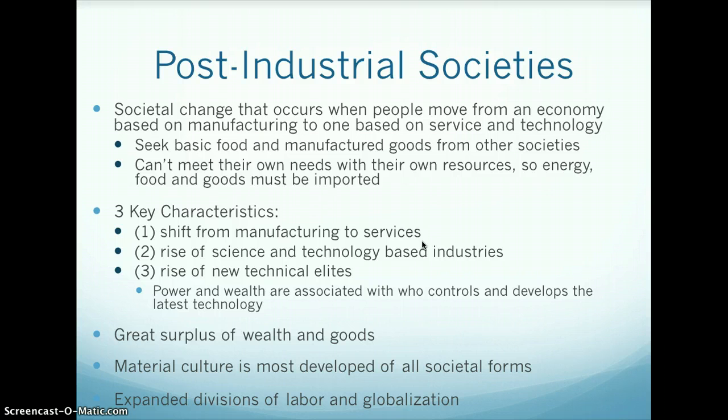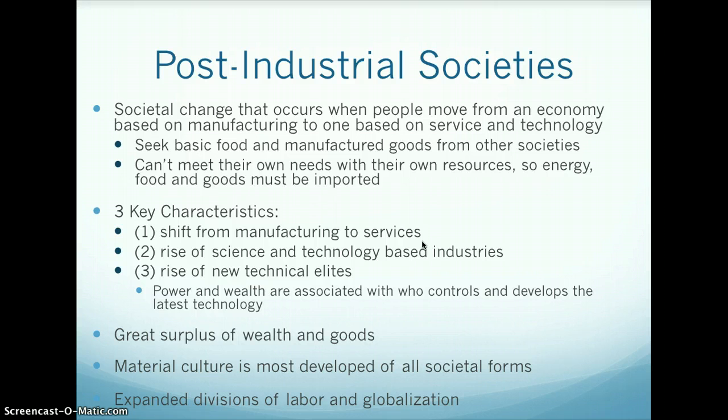And why do you think that is? Bonus question, if you can write that in your notes: why you think that material culture is most developed in the post-industrial societies rather than in hunting and gathering or agrarian or industrial societies. So the question again for bonus points is, why is material culture most developed in a post-industrial society as opposed to the 3 other types of societies? If you can answer that in your notes and circle it or star it and let me see it when I'm checking notes, then I can give you a bonus point. And that will go into your 6-week grade.